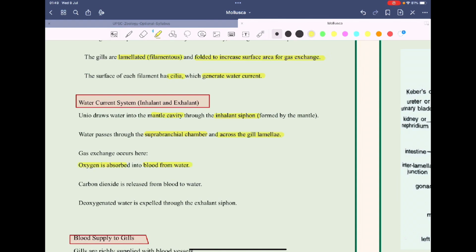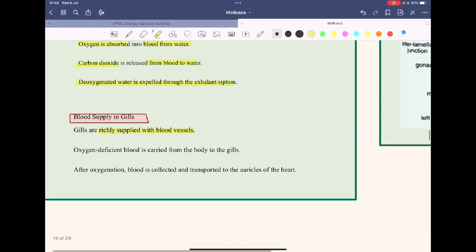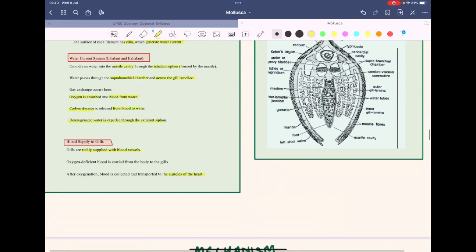The carbon dioxide is released from the blood to water, and then the deoxygenated water is expelled through the exhalant siphon. The blood supply to the gills is richly supplied with blood vessels. Oxygen-deficient blood is carried from the body to the gills, and after oxygenation the blood is collected and transported to the auricles of the heart. So this is a general understanding of the respiration.